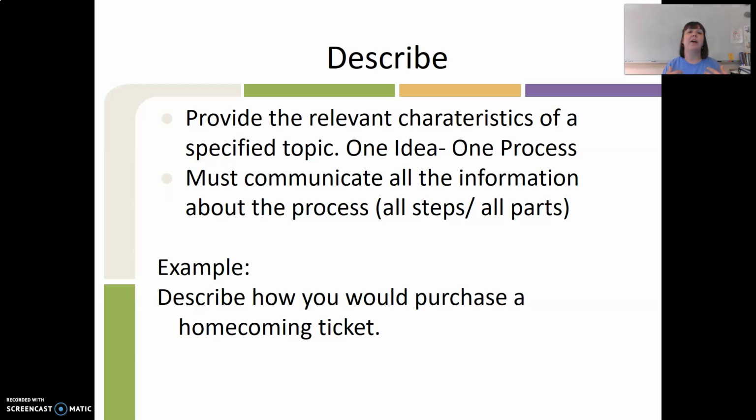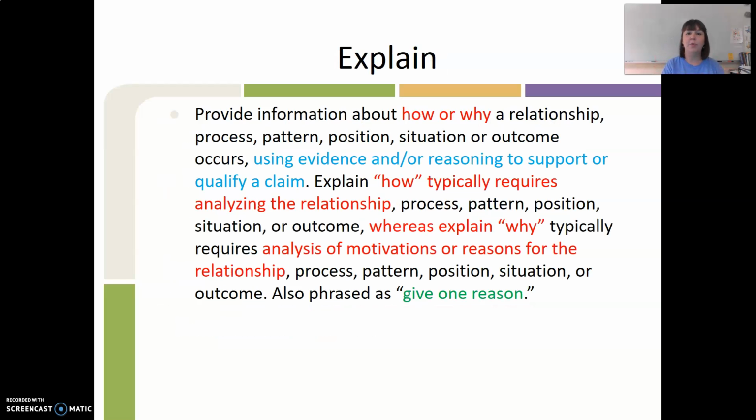Describe means to provide the relevant characteristics. If there's a process, then you do the entire steps of the process, all the parts of it. So how would I buy a homecoming ticket? Well, first you go down to the office and you talk to Miss Moore, and then you hand her the money, and then she gives you the ticket. And I'm again making up scenarios, but you would go through the entire process of how you do something when you're describing.